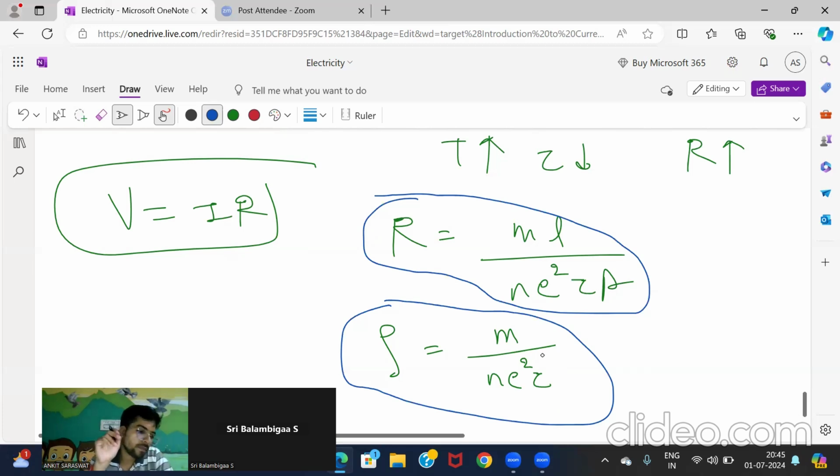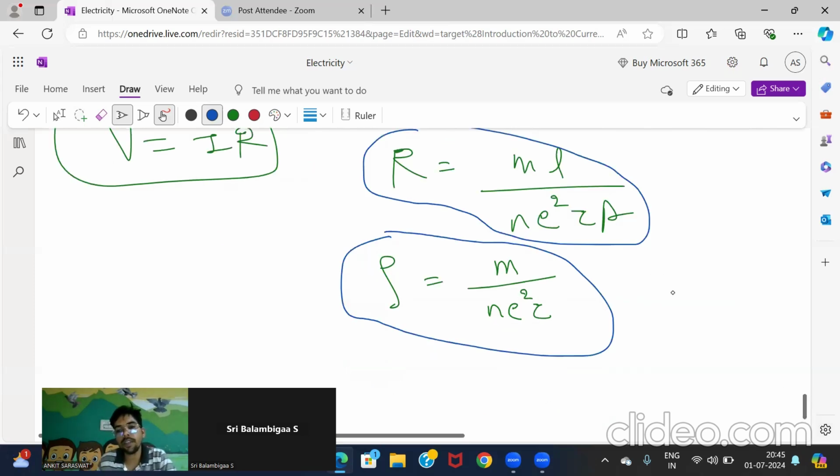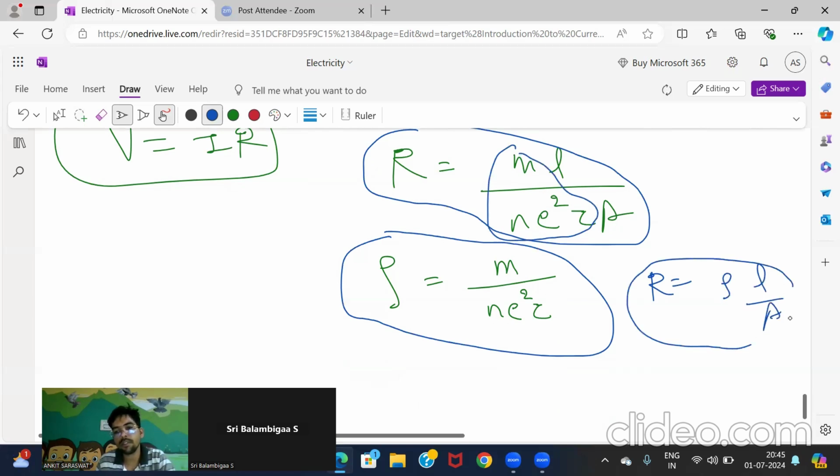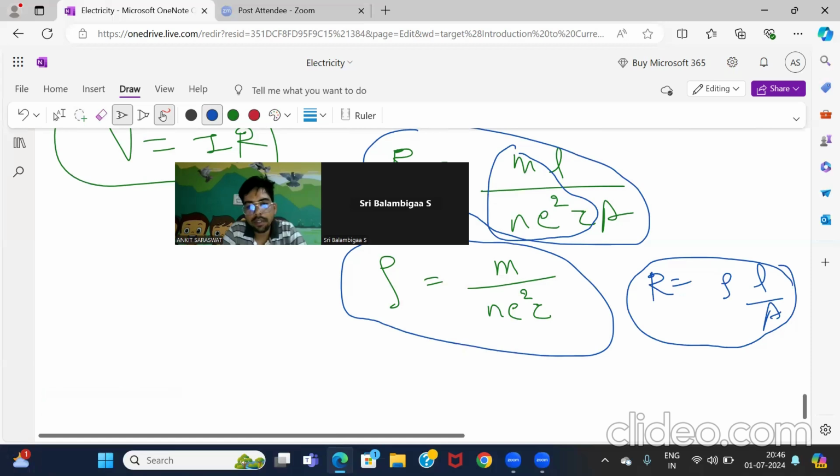Sir, for the formula R, can we replace ml by n square tau by rho? For m by, not ml, it is m by n square tau. You can replace m by n square tau here, and this m by n square tau is rho. So R is equal to rho L by A. This is the formula you have learned. I am saying use the formula you have learned: R is equal to rho L by A. Clear?